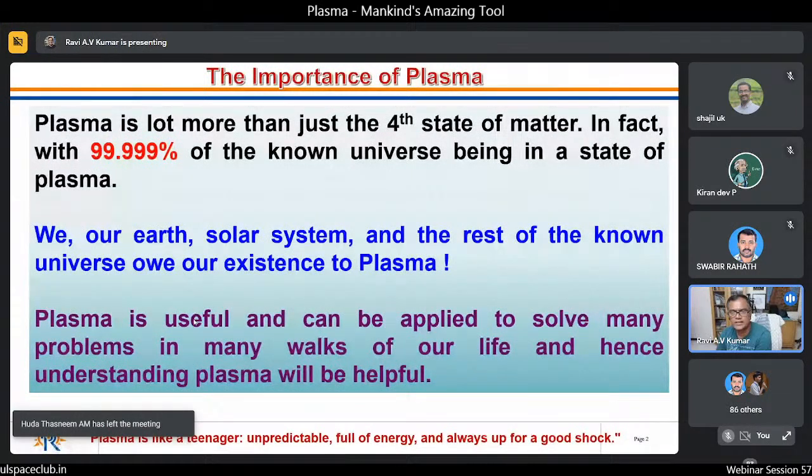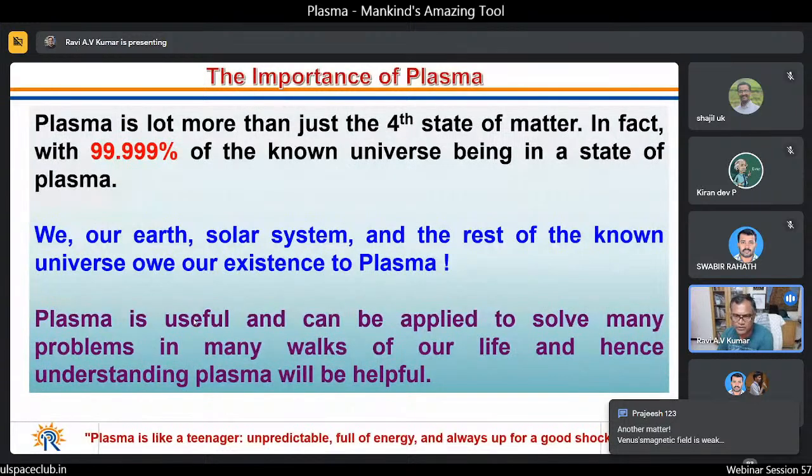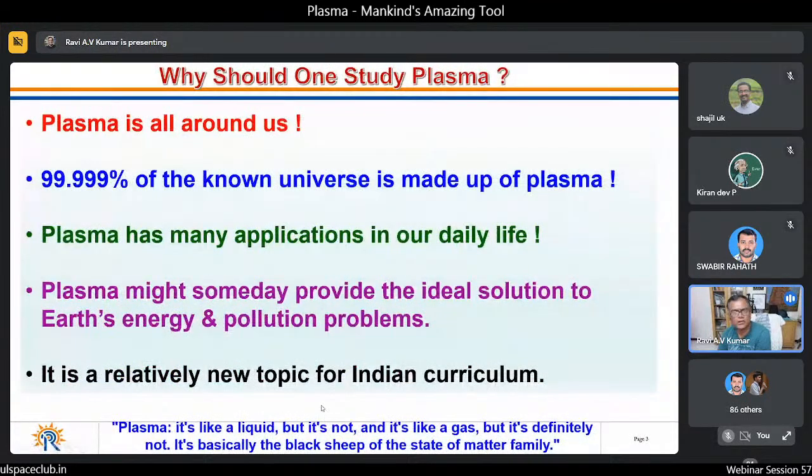Plasma is almost 99.999% of the whole universe, with no exceptions there. Everything, our Earth, the solar system, the rest of the known universe, owes its existence to plasma, because everything started off from a Big Bang, which is an exotic plasma by itself. Plasma can be applied to solve many problems in different walks of life. Plasma is all around us. And the main point is that plasma might someday provide the ideal solution to Earth's energy and pollution problems.